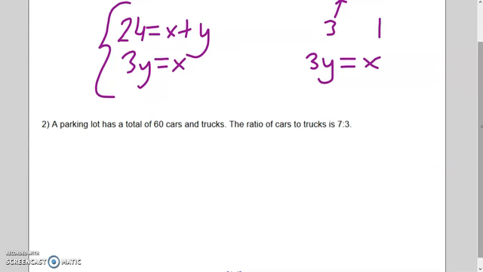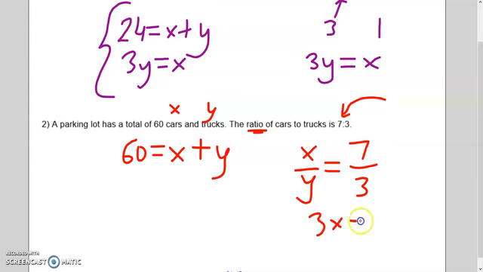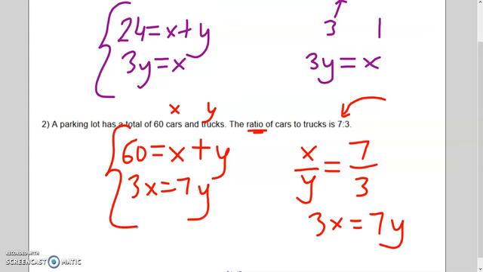So a parking lot has a total of 60 cars and trucks. So let's say that's x and that's y. 60 equals x plus y. Then the ratio of cars to trucks. So the ratio, that's another word for division. So the ratio of cars to trucks, using my x and y here, is equal to, and this colon 7 to 3 we could say is a division as well. So it's 7 over 3. If I cross multiply here, I get 3x equals 7y. So that is another example of a system of equations.